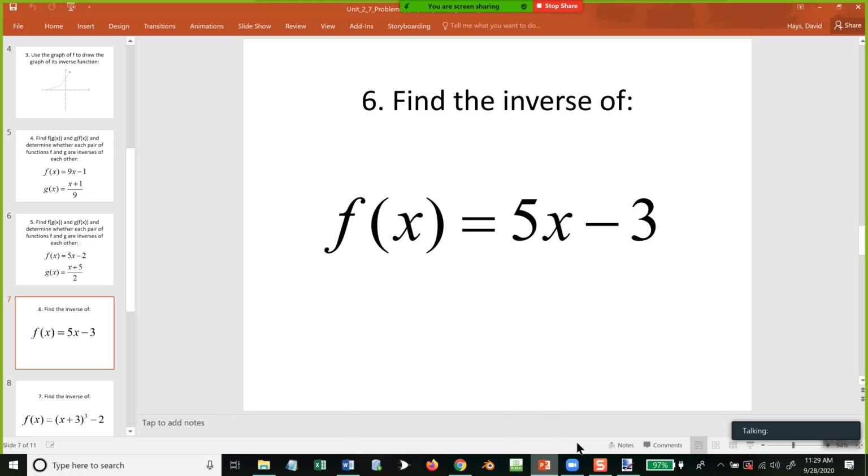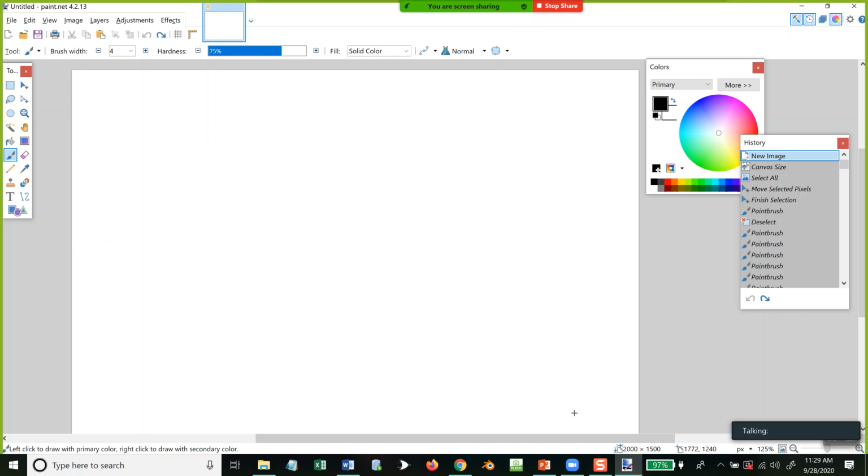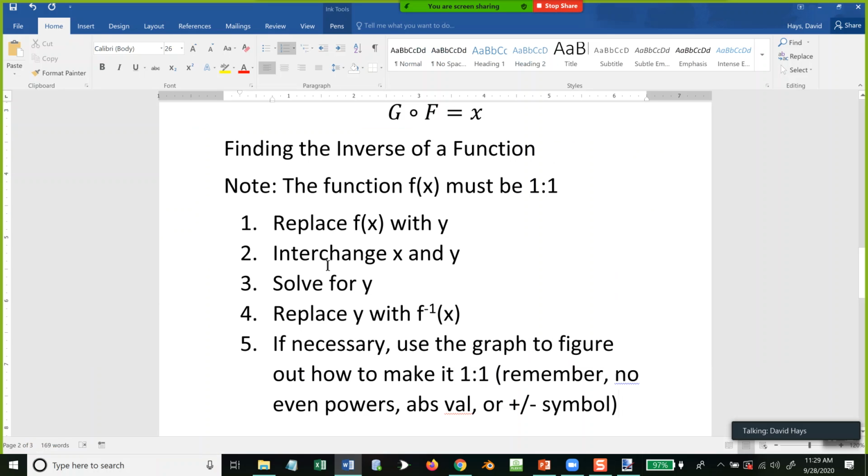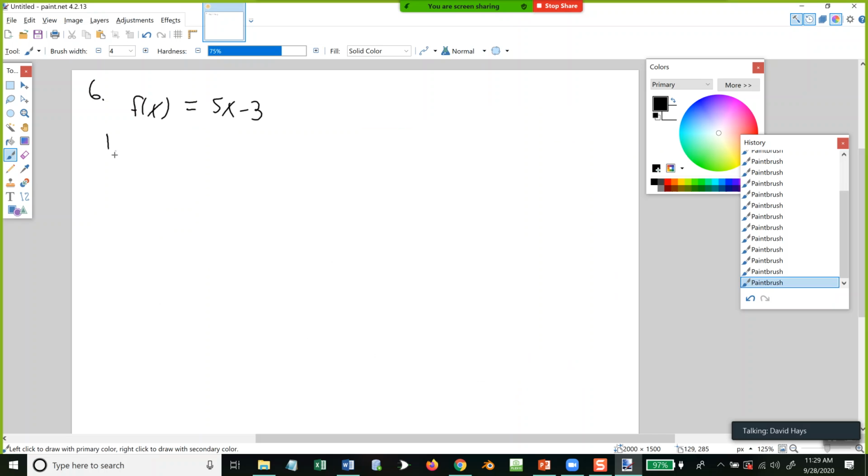Okay. Let's take a look at this problem then. F of x is equal to 5x minus 3. I won't keep flipping back and forth, but I'm just going through these 5 steps right here. So step 1, replace f of x with y. So y is equal to 5x minus 3. Step 2, interchange x and y, swap them. So where the y is, you put an x, where the x is, you put a y. So that becomes x equals 5y minus 3.